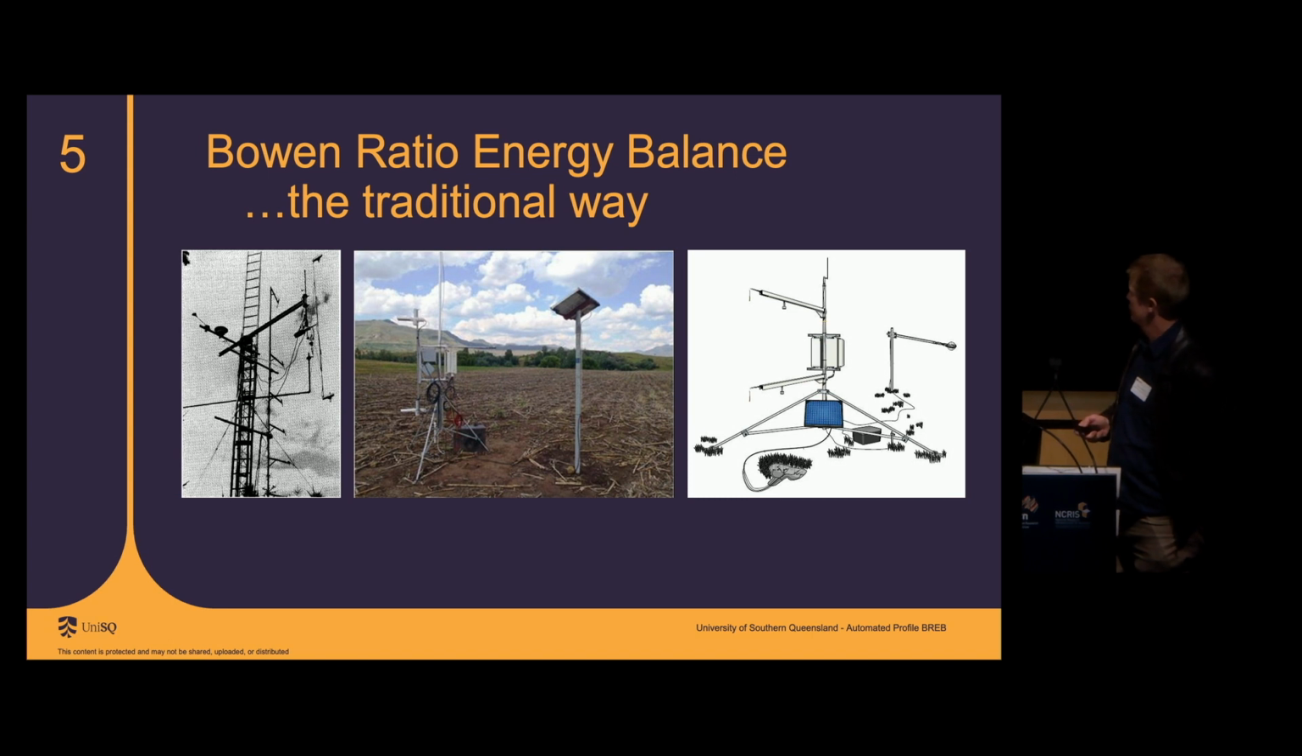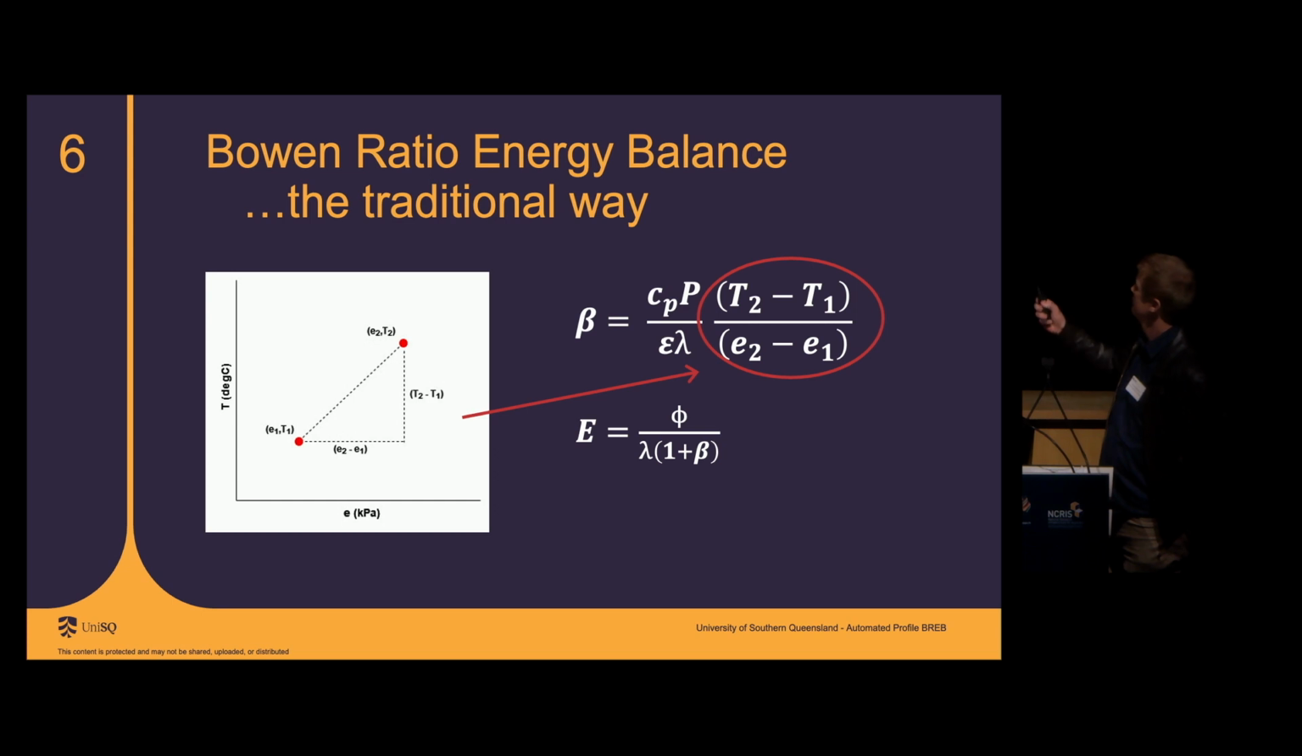These are traditionally what you'd see, and you'd be measuring vapor pressure and temperature, and from that you would be determining the T/E gradients, and that would go into your calculations to determine the Bowen ratio, and from that you would be able to calculate your evaporation.